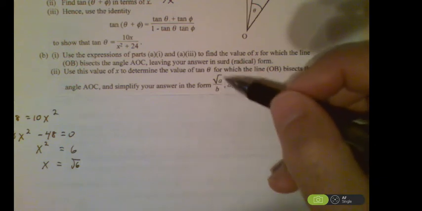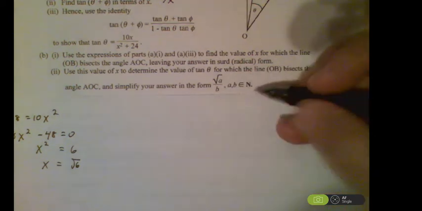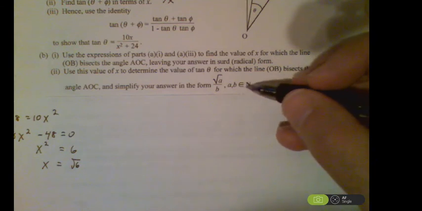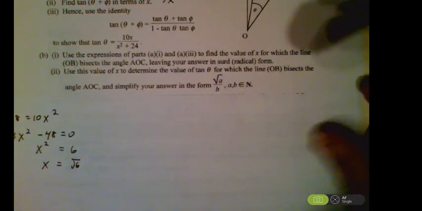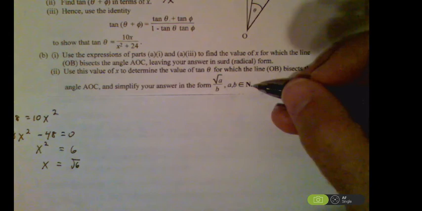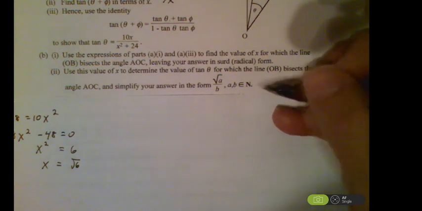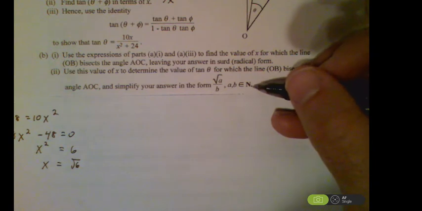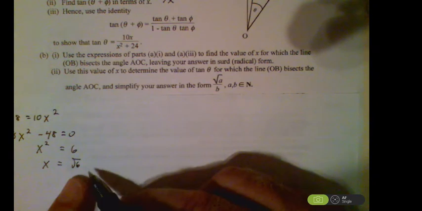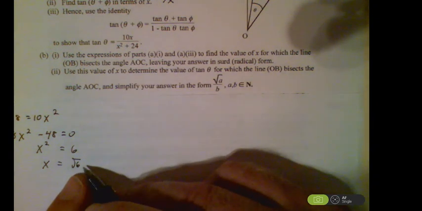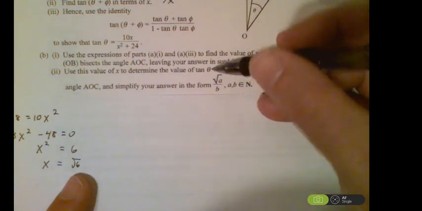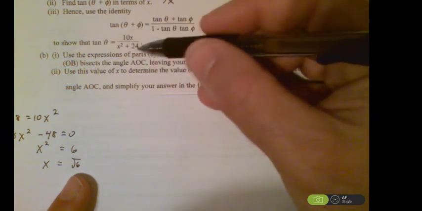So real important that we take the directions very literally. They're also saying that A and B are elements of the natural number system, meaning, remember, natural numbers are 0, 1, 2, 3, 4, and so on. So no negatives, no fractions, no decimals. So anyway, we just figured out that that x would equal rad 6. So we can now, since we're solving for tan theta, go back into this. We know that tan theta equals that expression right there.